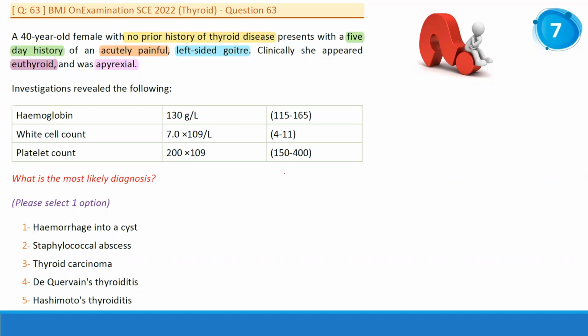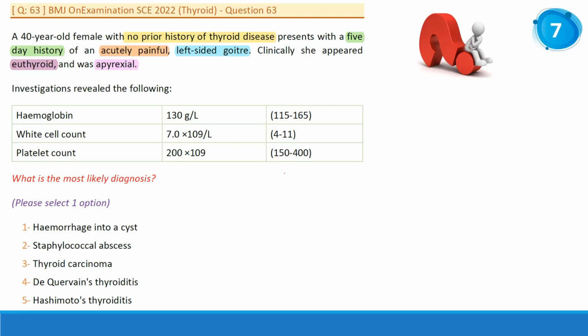I expect not all the gland is painful; it is localized pain, and there is no viral infection. Actually, in De Quervain thyroiditis they will mention a tender thyroid, not just painful. Tender means that once the patient puts a finger on the thyroid gland, it is very painful.